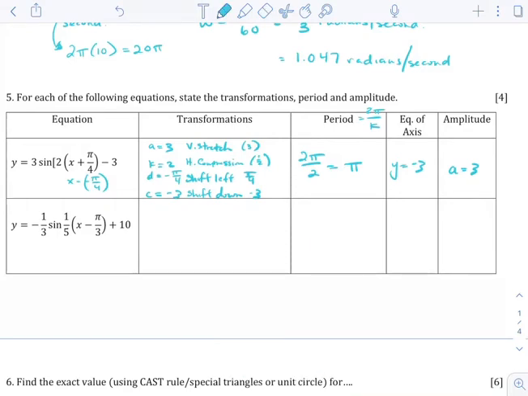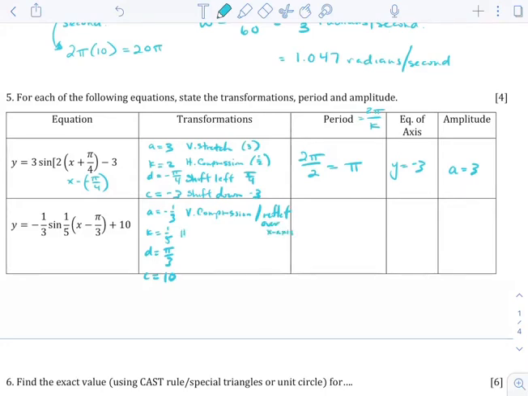So second one, same idea, we'll go through it quickly here. But our a value is negative 1 over 3. Our k value is 1 over 5. D is pi over 3. And C is equal to 10. So the a value of negative 1 over 3 means vertical compression by a factor of 1 over 3. Also, the negative means that it's been reflected over the x-axis. Right, flip down.